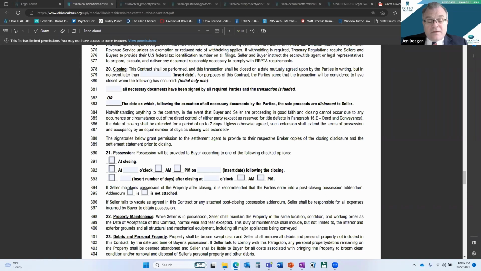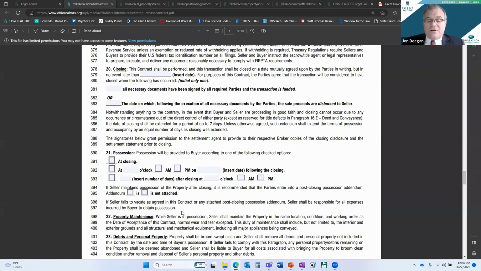In your market area, if all the necessary documents are signed and a transaction is funded in half of Ohio, that's considered the closing date. In the other parts of Ohio, it's that date following all the documents signed by the parties and the sale proceeds have been dispersed to the seller. So you would check either or, and you could check it different than how you do it in your county, but it was really meant to allow you on how you practice closing in your general custom market area in the state of Ohio.